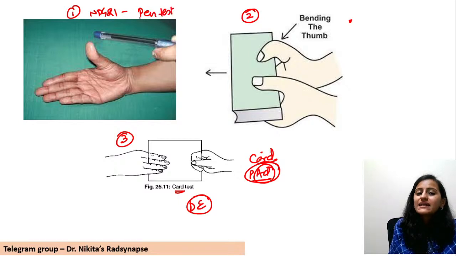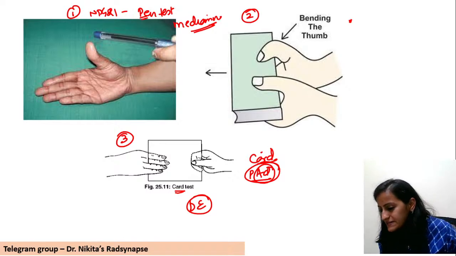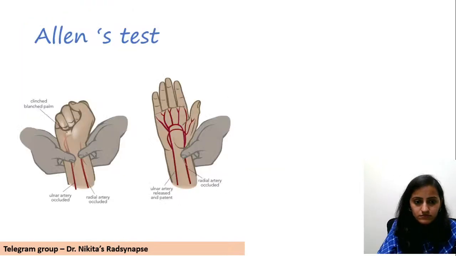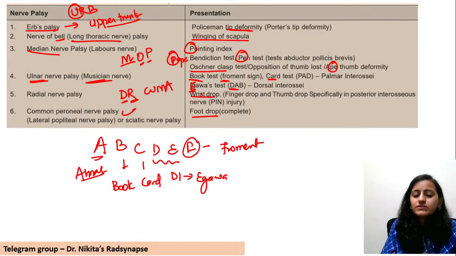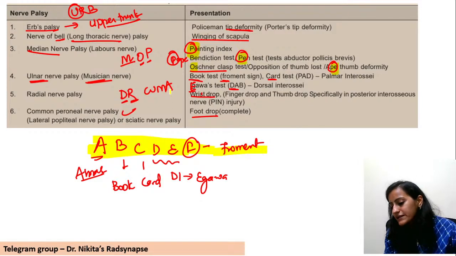This is the pen test which is done for the median nerve. Very, very important. Okay. So these are the mnemonics that you need to remember. Ulnar, A, B, C, D, E, F. These are the tests for the ulnar. And median is your O and P. Ochsner's clasp, pointing, pen test and the ape thumb, Pope benediction. Okay.